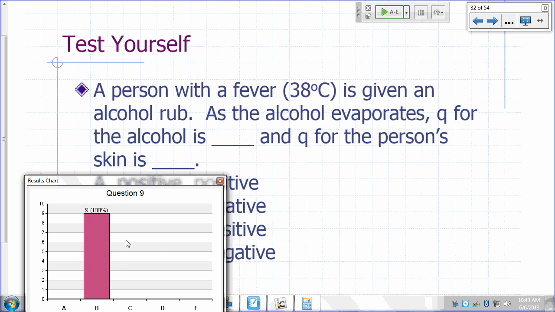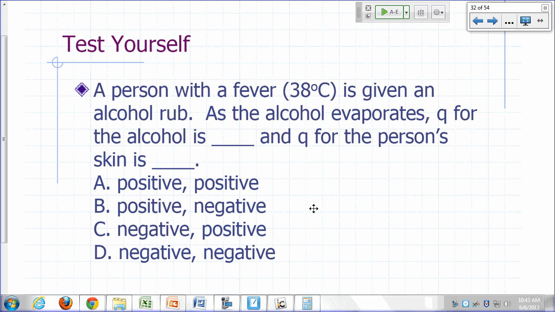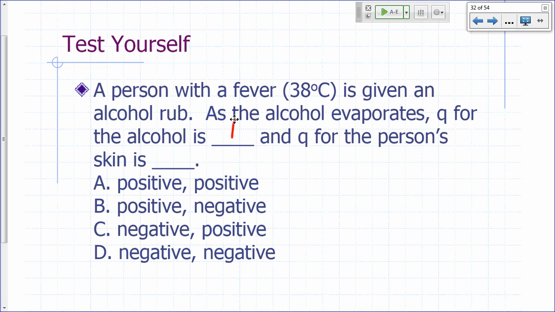So what do we know about vaporization? Endothermic. So Q is positive. And so the energy goes to the alcohol molecules as they leave the skin. So what happens to the skin? You have a negative Q for that. Well, what happens? You feel cold, right? So you lower the temperature of the body. It's a quick way to lower the temperature of a person with a fever.